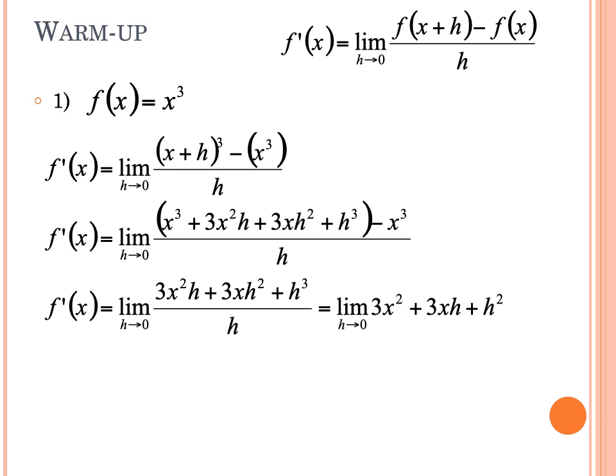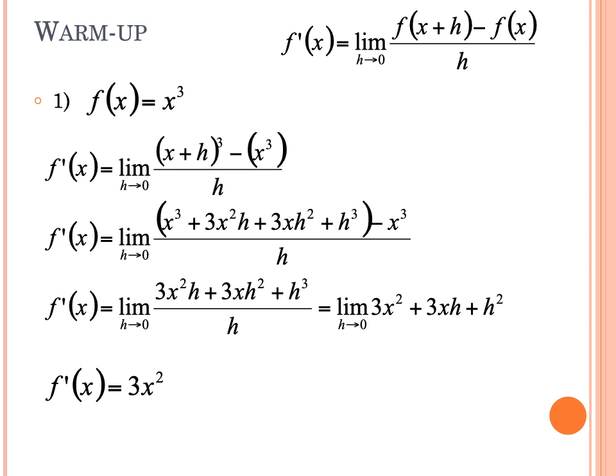Now, my limit, when h approaches zero, in limit form you can plug in zero for h here, because we're going to basically think of it as zero. And when I do that, the zeros for the second and third term are going to cancel and go away. And I'm left with the derivative is 3x squared.